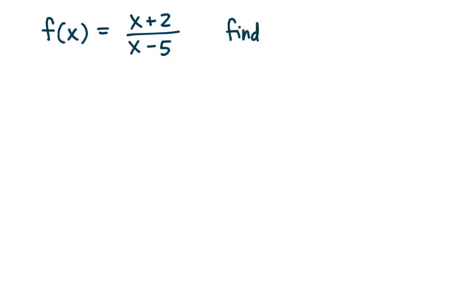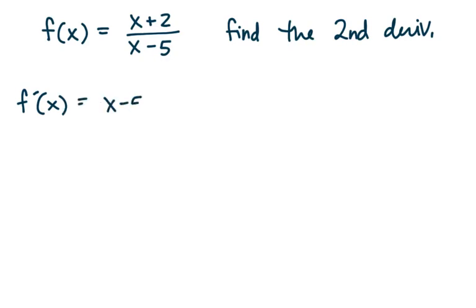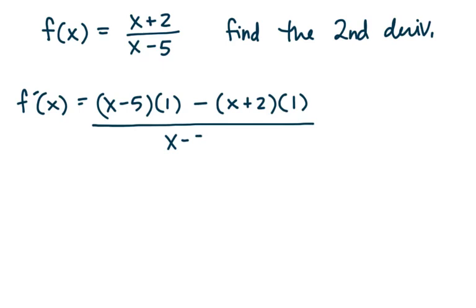So let's look at just one other example. Say I have the function f of x equals x plus 2 over x minus 5. And I asked you to find the second derivative. Well, f prime of x would equal the denominator x minus 5 times the derivative of my numerator, 1, minus my numerator, x plus 2 times the derivative of my denominator, 1. All over the denominator, x minus 5 squared.